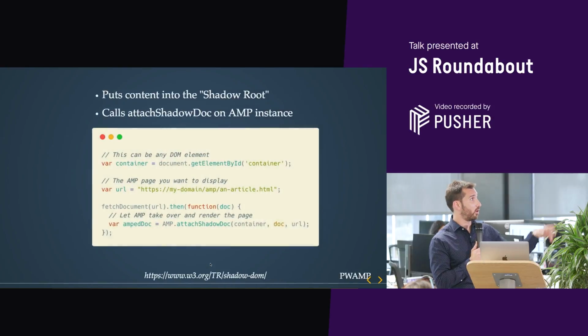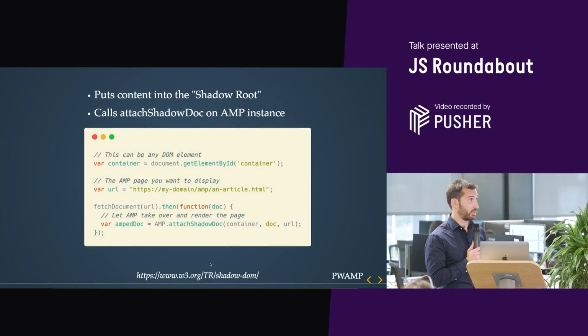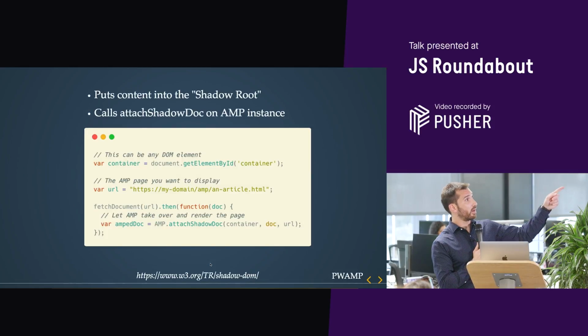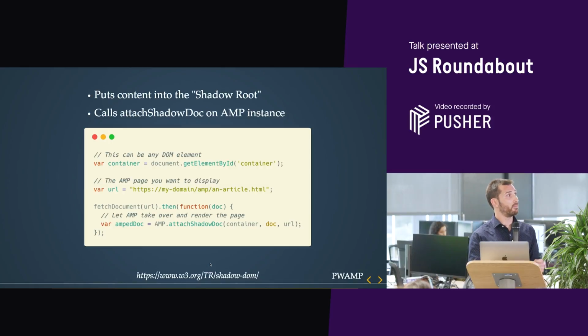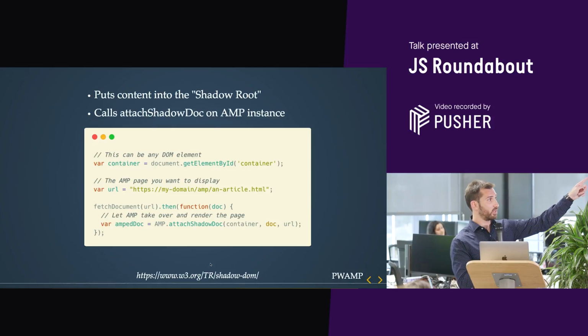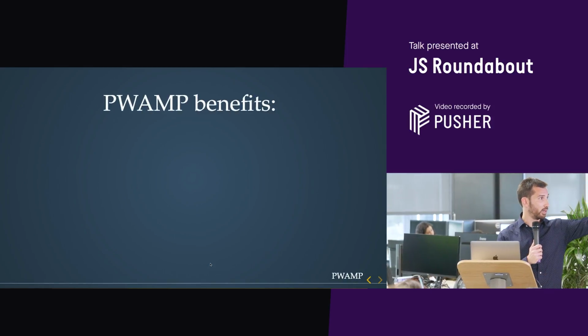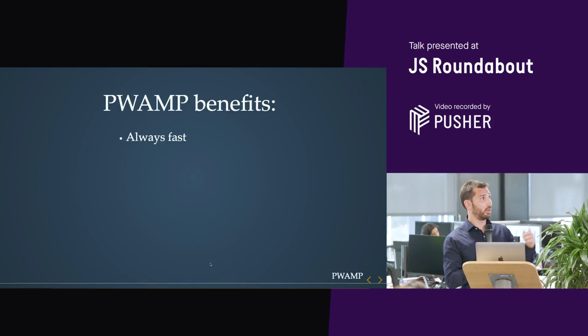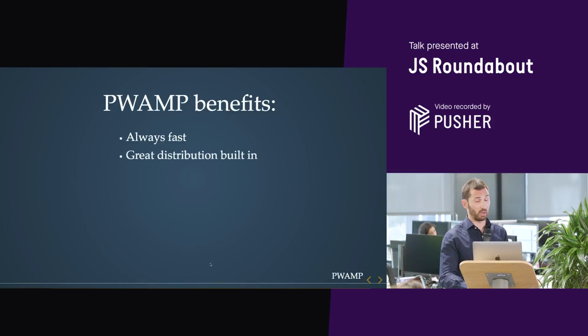and then it gets the data using XHR because fetch is not supported. And then as soon as it gets the data from the AMP, it's going to create a container in the HTML. This one is, let's say, the URL where the AMP pages are hosted. And then through the AMP attach shadow doc, it's going to paste in the new content that we got.